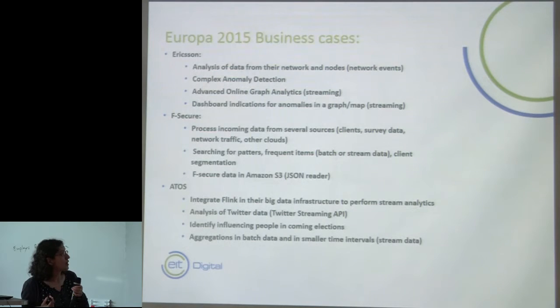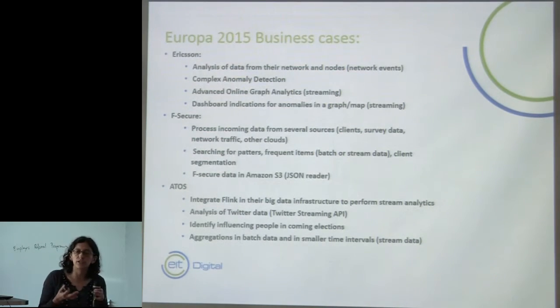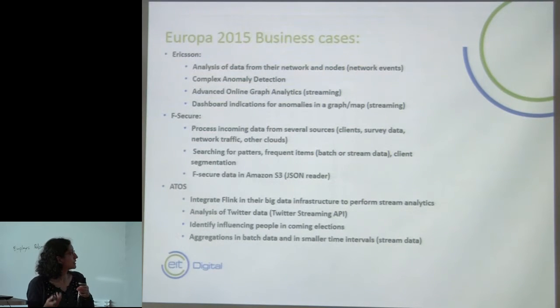Atos is a company which already provides services on information technology or digital services to other companies, like, for example, sentiment analysis on Twitter data for certain companies. They already do this kind of service, and they are interested in integrating Flink in their big data infrastructure. They are also very much interested in streaming processing.